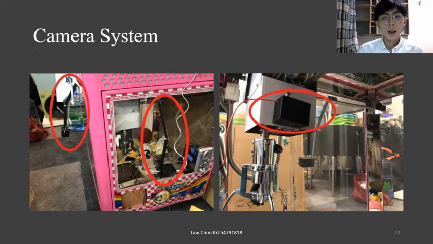The cameras are attached on the crane machine this way. As shown in the figure on the left-hand side, the cameras of the front view and side view are attached on the crane machine with an adjustable arm. And the figure on the right-hand side shows the top view cam is attached right next to the claw.